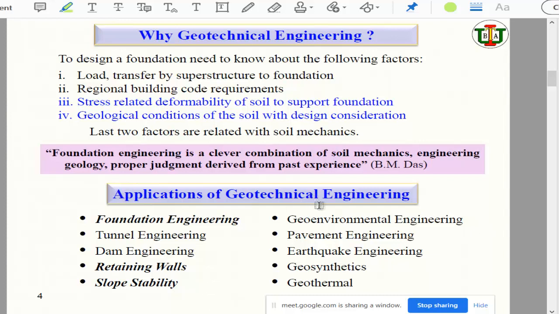So according to the B.M. Das book, foundation engineering is a clever combination of what? Soil mechanics, then engineering geology, and proper judgment derived from past experience. So these three things combine together to make you a good foundation engineer. Soil mechanics, you should know the behavior of soil or how soil is acting, and engineering geology, and past experience.